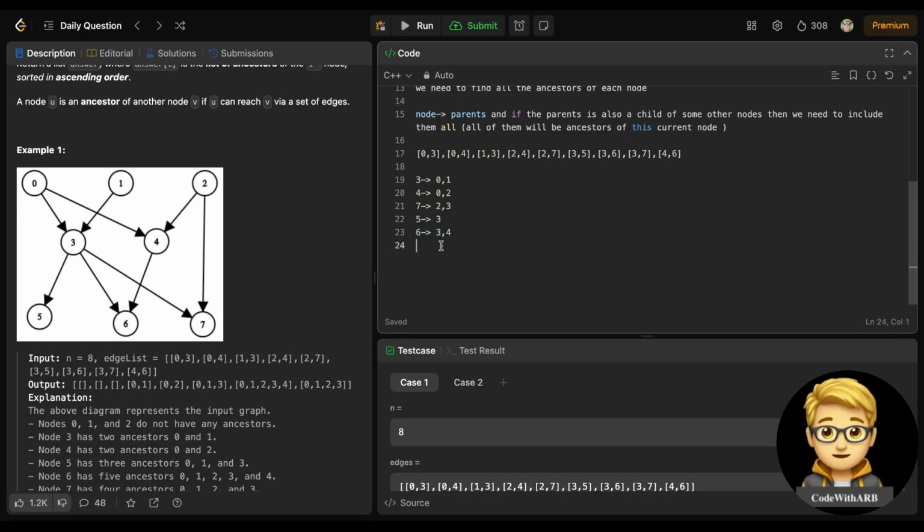So if you see here, if 7's parent is 2 and 3, and 3's parents are also 0 and 1, it means 0, 1, 2, 3 are all ancestors of 7. This is how we will find it.